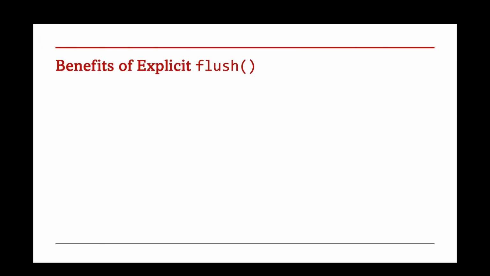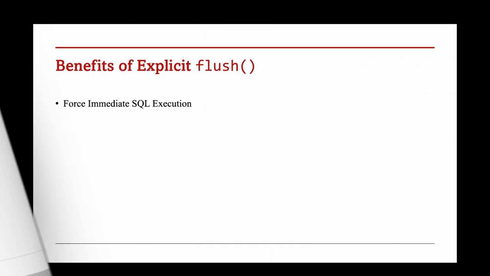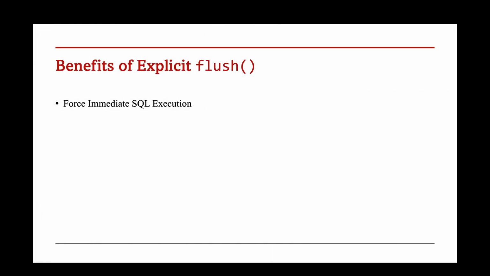Alright, let's now talk about the benefits of calling flush manually, and why sometimes letting JPA handle it automatically just isn't enough. When you call flush, you're basically telling JPA, hey JPA, stop holding on to those changes, push all the pending inserts, updates, and deletes to the database right now. Normally, JPA waits until the end of the transaction or when a query is executed before it actually hits the database. So your changes just sit in memory, not yet visible to the DB. But with flush, the SQL statements are executed immediately, even before the transaction commits.